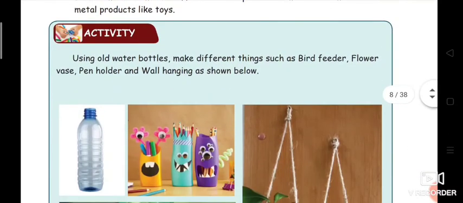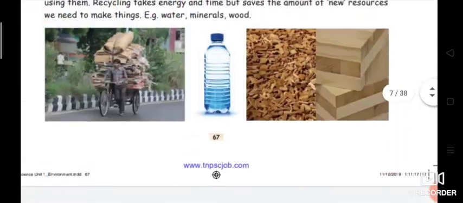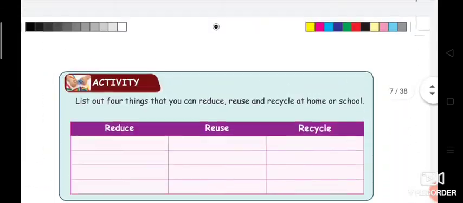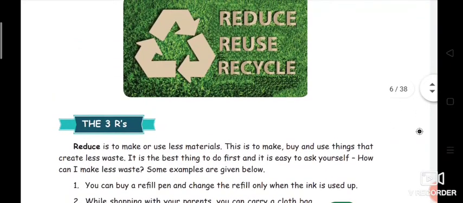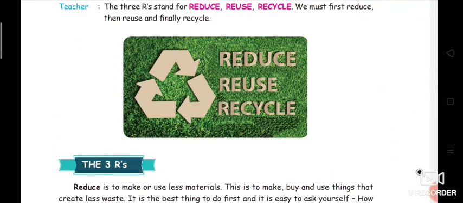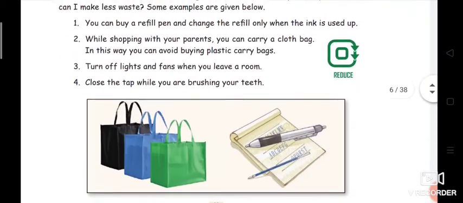Okay, so what is 3Rs? What is 3Rs? We have learned. Yes, reduce, reuse and recycle. The 3Rs are reduce, reuse and recycle.